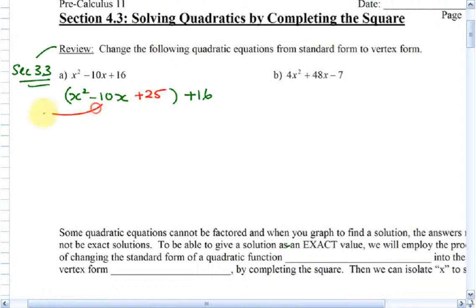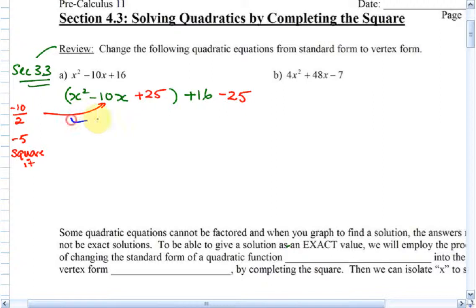How do we get that once again? Well, remember that came from the middle term. We took the middle term, we divided it by 2, which gave us negative 5. And the last thing we do is we square it. So negative 5 all squared is 25. I want you to balance this out. So how do I balance out positive 25? Minus 25. Thank you.